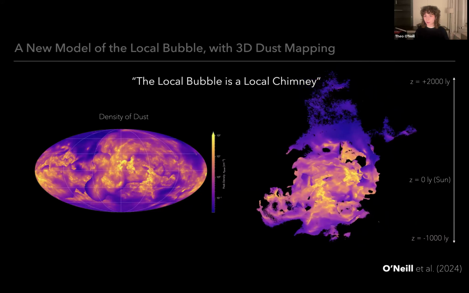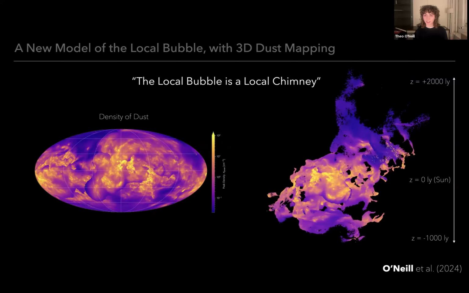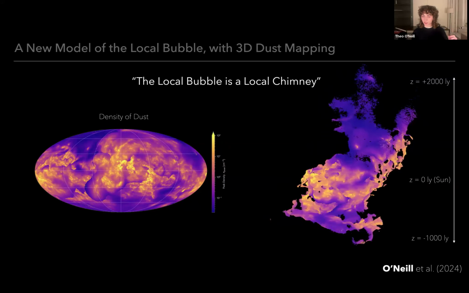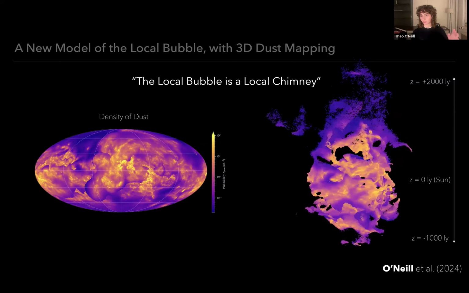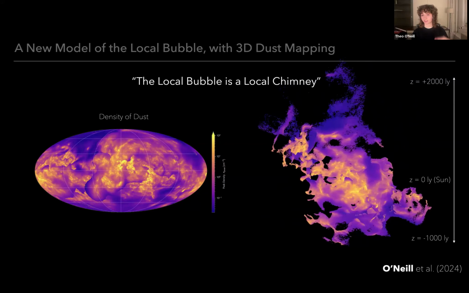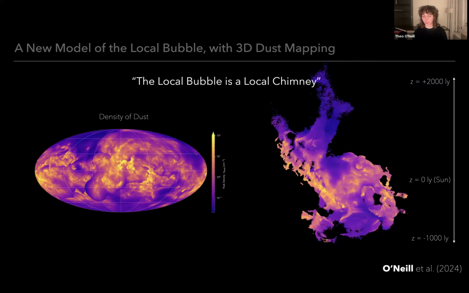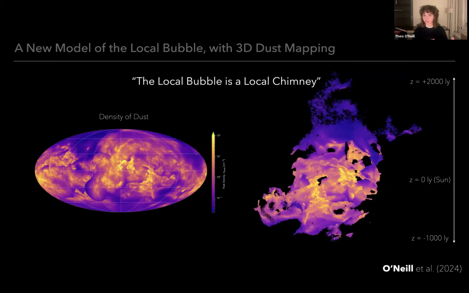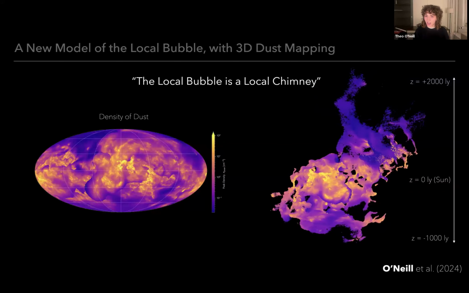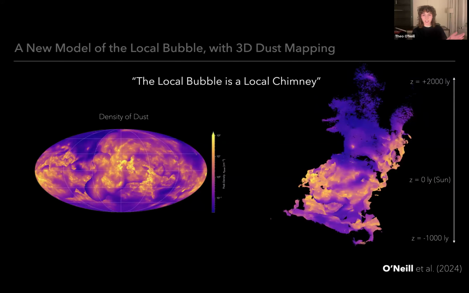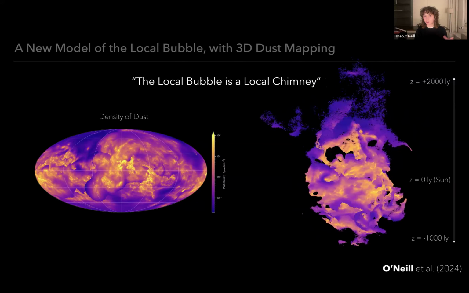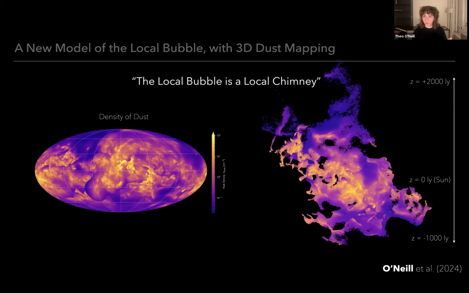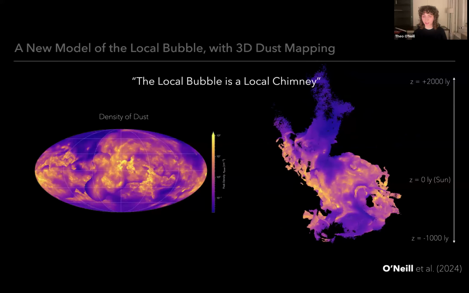And then to me, maybe the most exciting new feature of this model is that it appears really asymmetric from the top to the bottom, or what we would call the north in the top and the south in the bottom. You can see here that the northern half of the local bubble appears markedly different than the southern half. It's much more extended. And generally, it appears much less spherical, much less bubbly in shape.